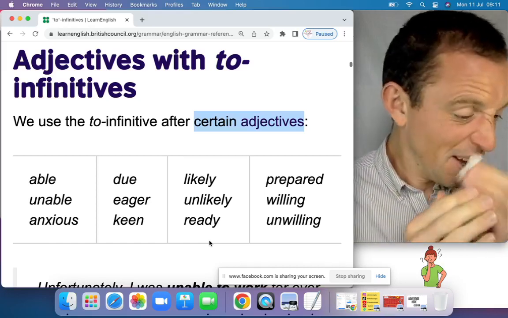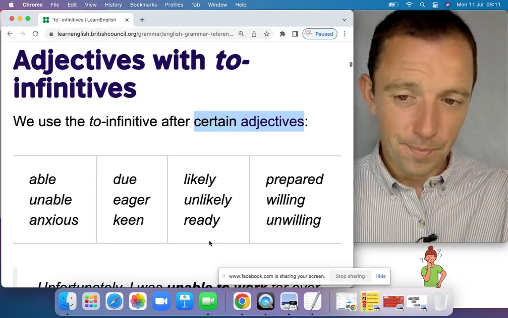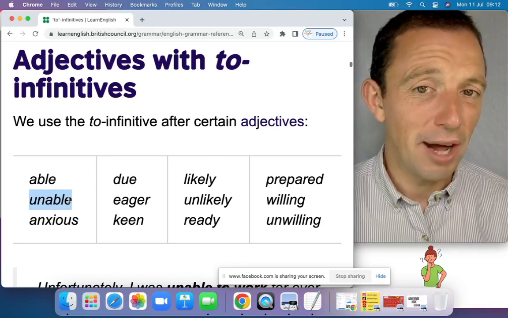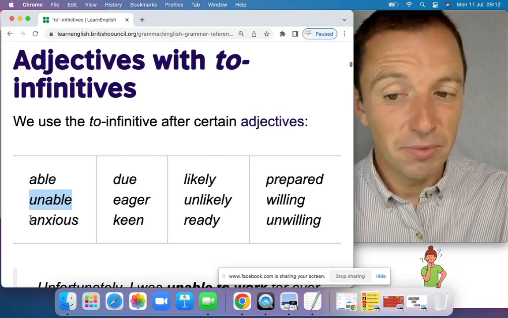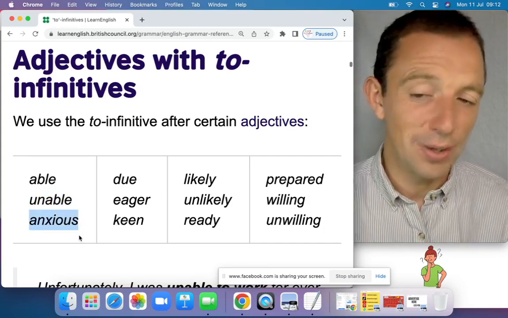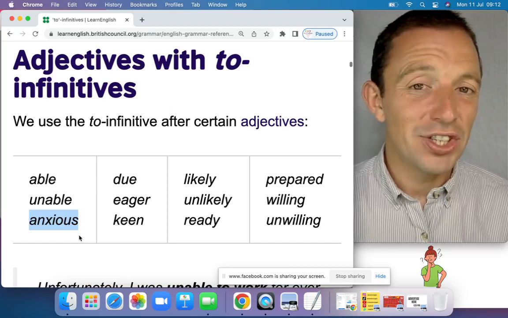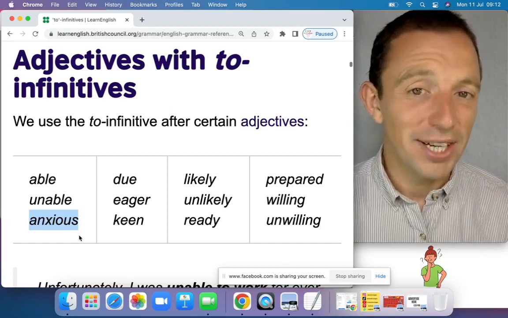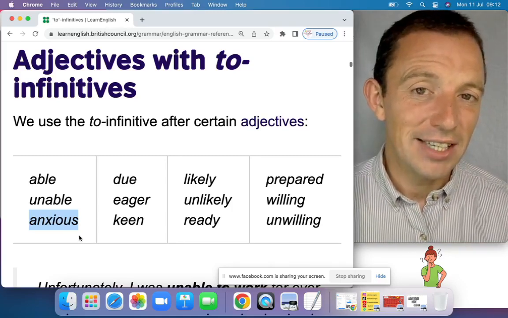Okay, so that's the first adjective. The second adjective is the negative. I am unable to go. I am unable to travel. I am unable to meet. Anxious, very interesting adjective. So stressed, worried. I am anxious to finish the exam. I am anxious to complete university. I am anxious to start the project. So infinitive is typically after this adjective.